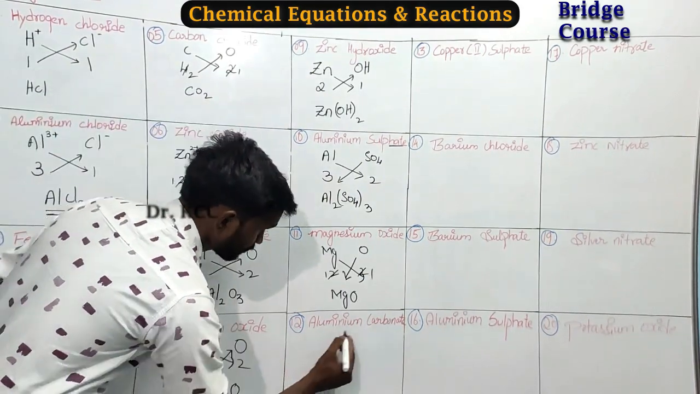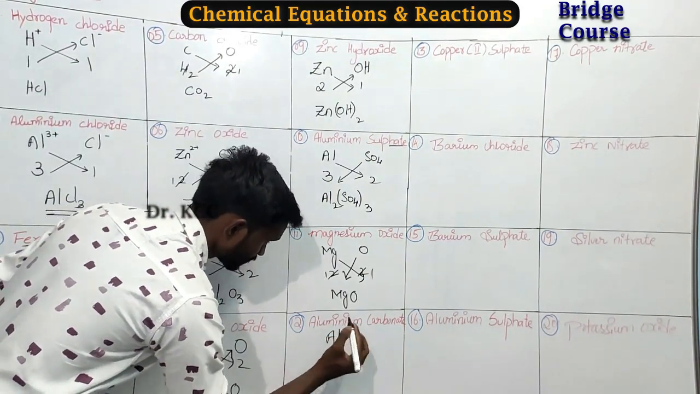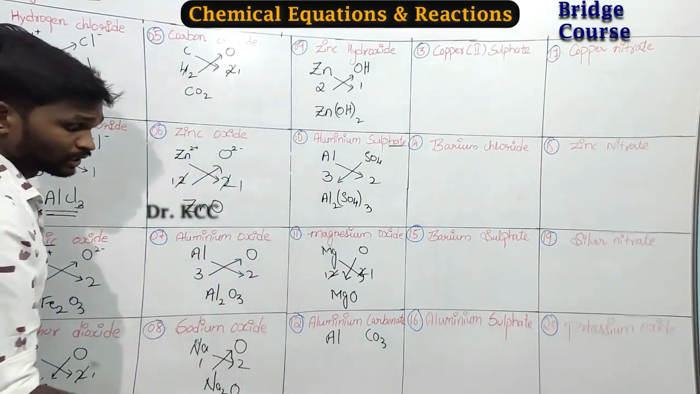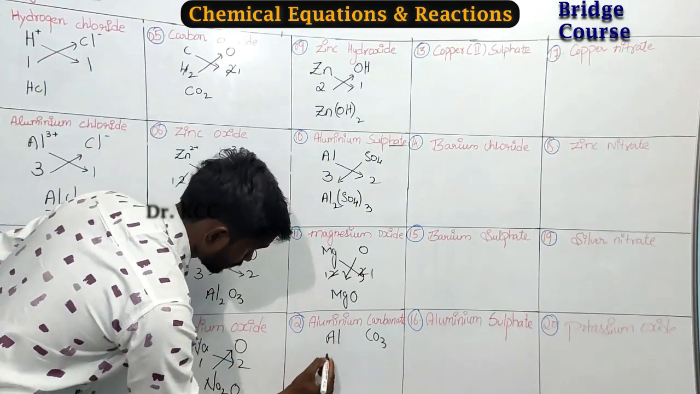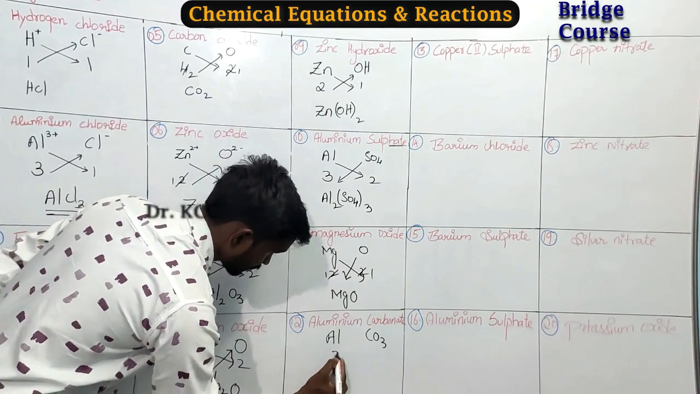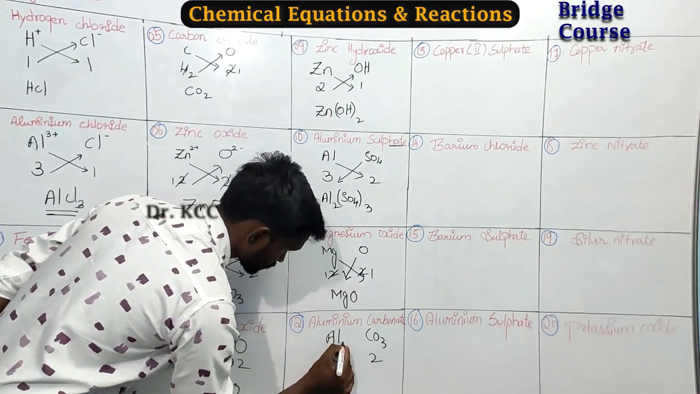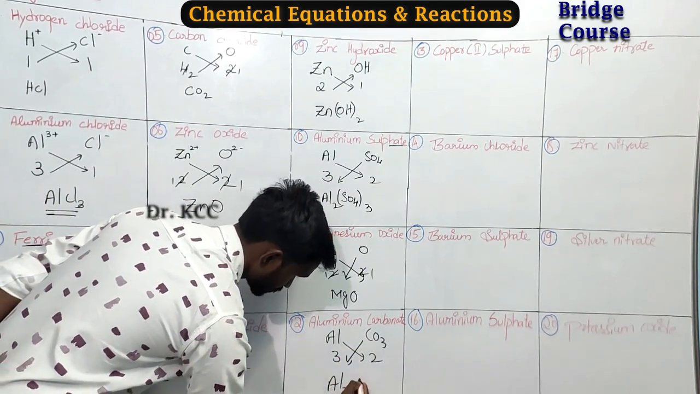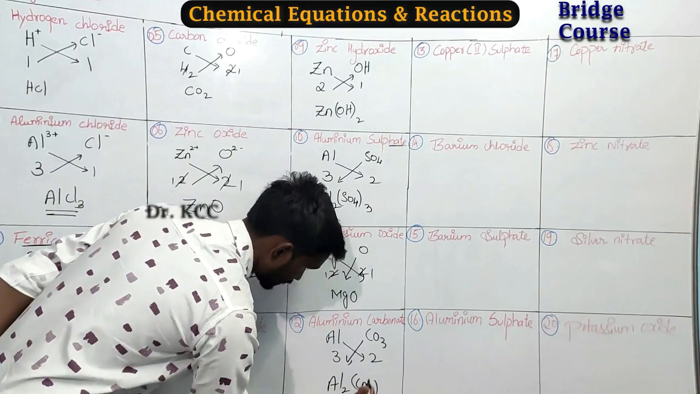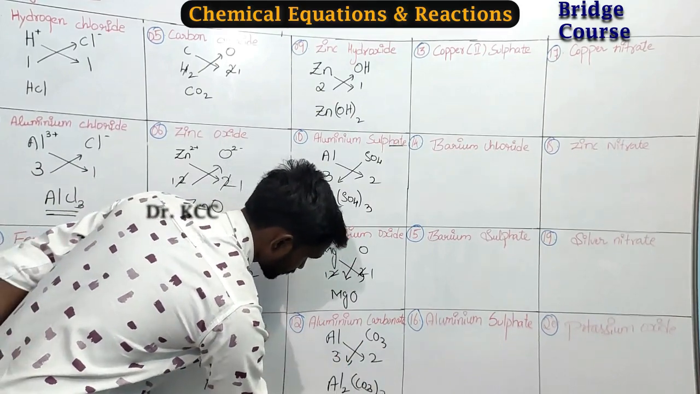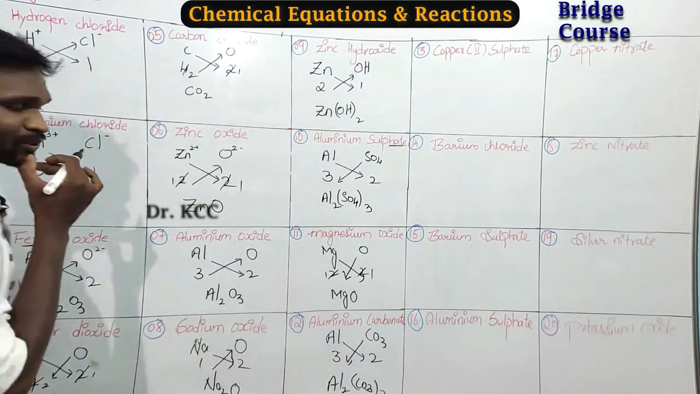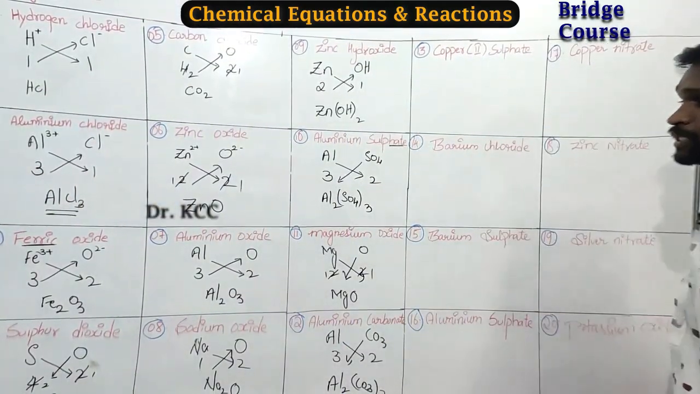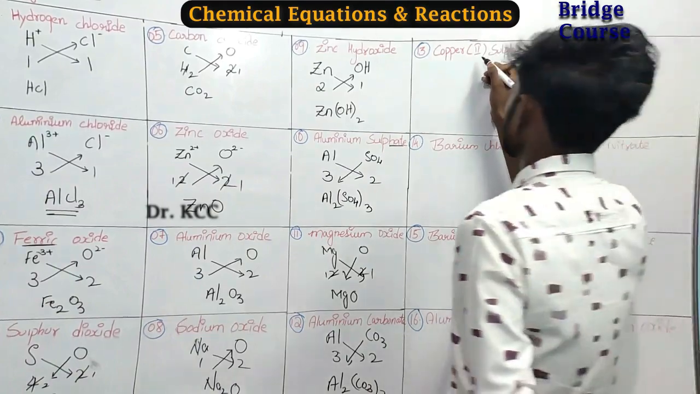Similarly, aluminium carbonate. The symbol for aluminium is Al. Carbonate is CO3. Done. So what is the valency of aluminium? 3. Carbonate is 2. So cross multiply, you will get Al2 CO3. This 3 applies to the whole, so enclose it within the bracket and write Al2 (CO3) thrice. That's the formula for aluminium carbonate.